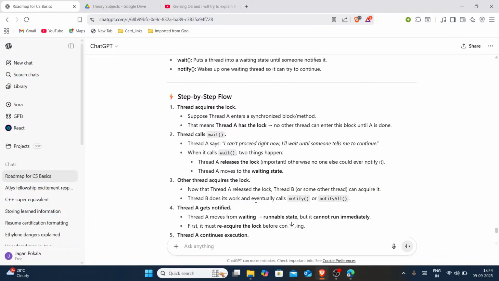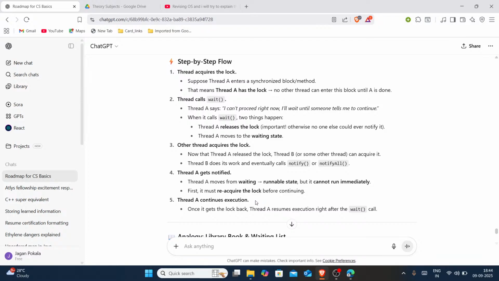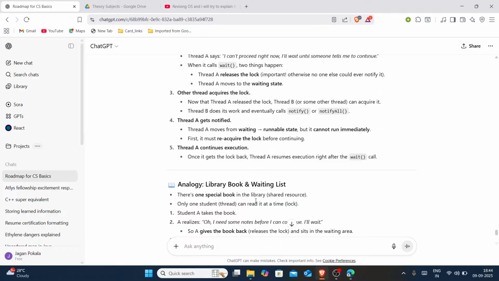Now that thread A releases the lock, thread B or some other thread can acquire it. Thread B does its work and eventually calls notify or notifyAll. Thread A gets notified. Thread A moves from waiting to runnable state, but it cannot run immediately. First, it must reacquire the lock before continuing. Once it gets the lock back, thread A resumes execution right after the wait call.